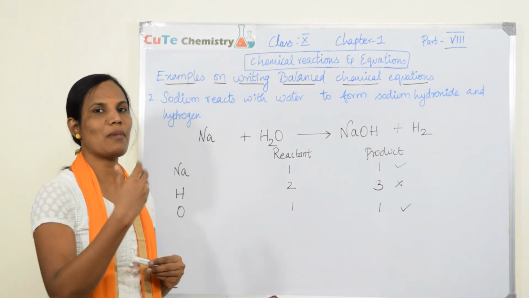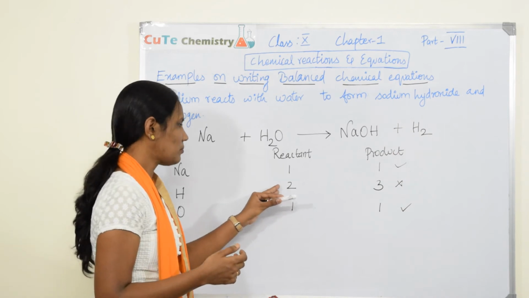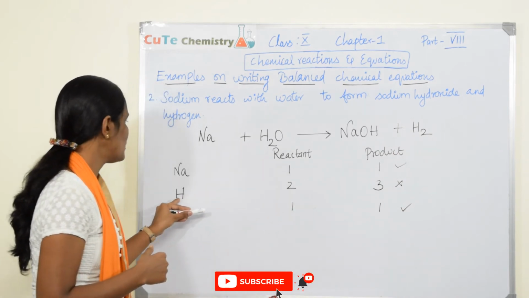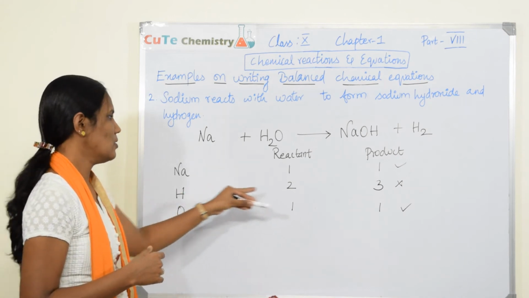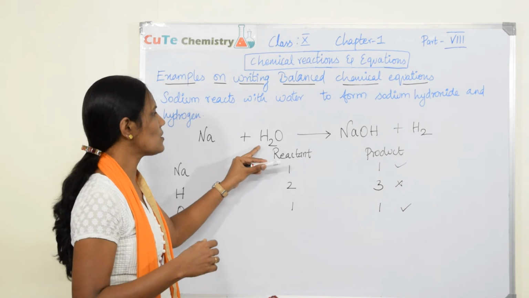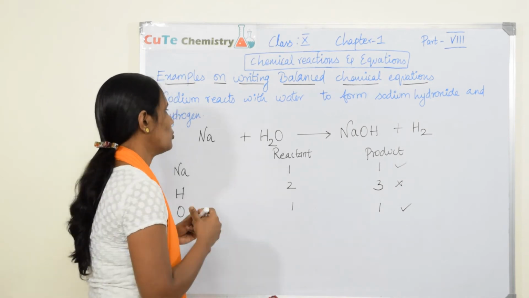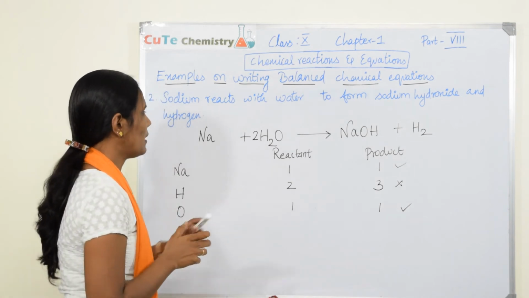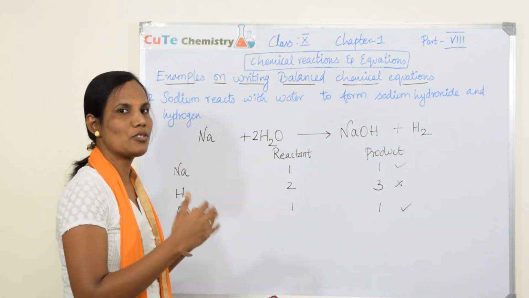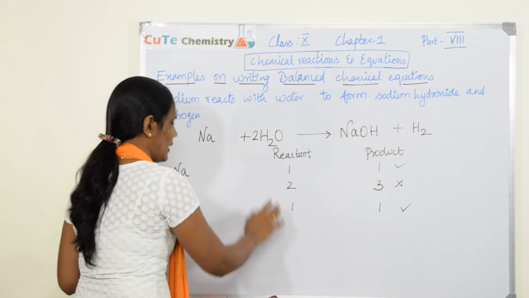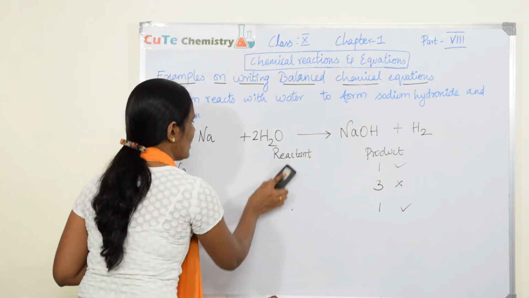So we will start multiplying by the smallest whole number on the reactant side. Where is it deficient? Deficient for hydrogen. Already we have 2 hydrogen, so let us start multiplying it with 2, the smallest whole number. Now we are multiplying it with 2. Now we have to check, because we have altered something on the reactant side, so we have to write the numbers on the reactant side again.